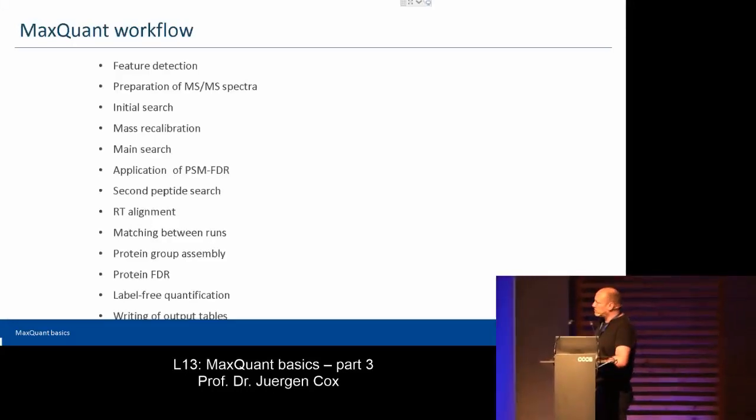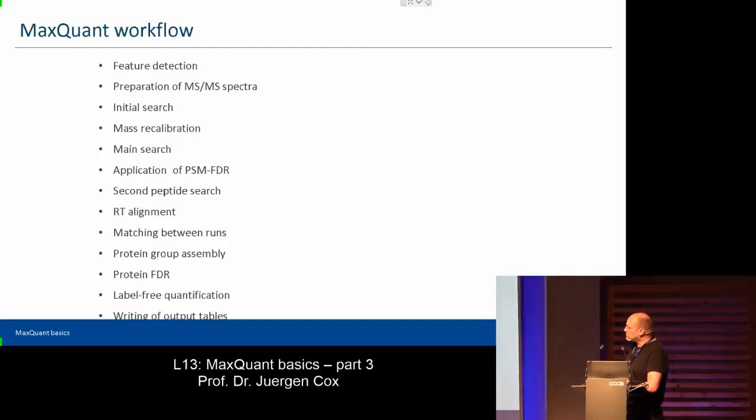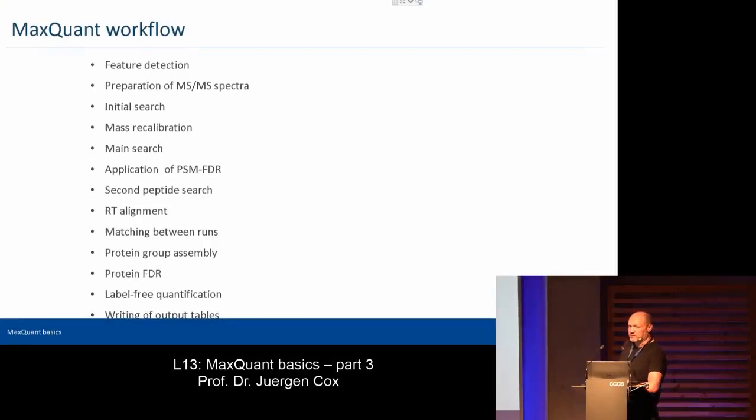So we saw it already in the first part of MaxQuant basic talks. So this is what you do from feature detection to writing out the output tables. And so obviously some things are very heavily affected by having now this additional dimension of ion mobility in your data, and some things will be just the same. Like for example, protein group assembly and protein FDR and these kind of things, they will be hardly affected by having the raw data looking differently now, right? So this will be just the same, just needs minor adaptations.